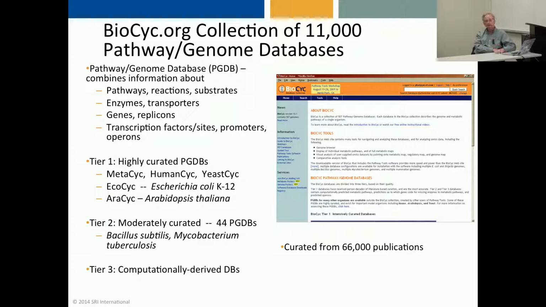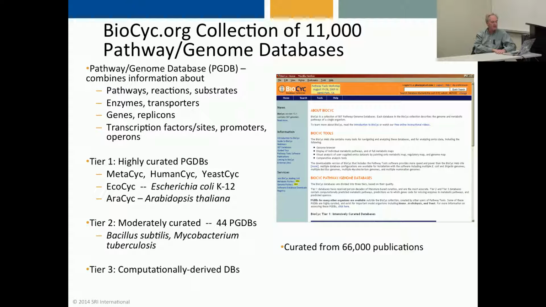And we divide these 11,000 databases into 3 tiers to try to communicate the amount of curation that's gone into the databases. So the tier 1 databases, of which there are roughly 5, are highly curated databases, like our E. coli and MetaCyc databases, which both have more than 2 person decades of curation that have gone into them. That is manual extraction of information from the biomedical literature. The tier 2 databases have typically received somewhere under a person year of curation. And then the tier 3 databases, which are by far the most common, have undergone no curation at all. They're purely computationally generated.